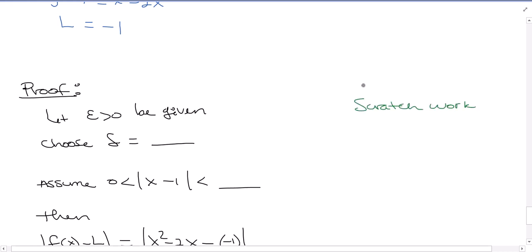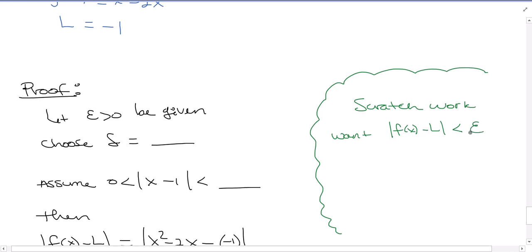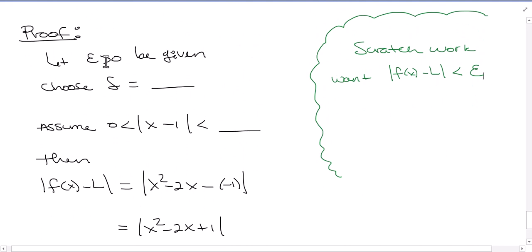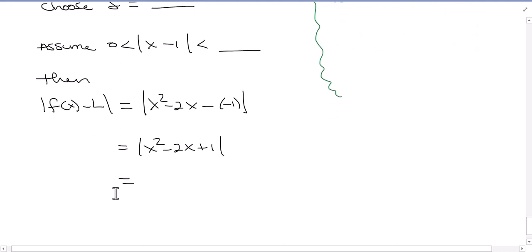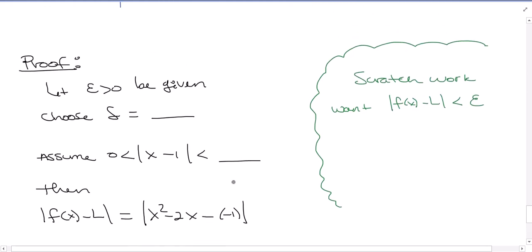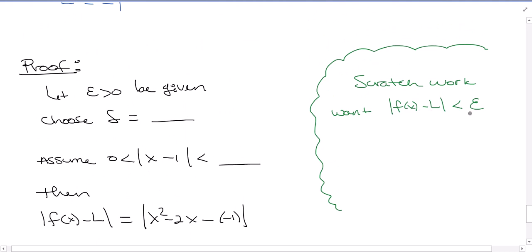How do we start the scratch work? We start with what we want to prove. So we want the absolute value of f of x minus L to be less than epsilon. That's what we want. So at the end of this proof, we're saying given any epsilon, I can find the corresponding delta so that then f of x minus L will be, my goal here is to say that this equals is going to change to a less than and have just epsilon. So that is the goal. So we're going to go back to our scratch work here. So we want f of x minus L less than epsilon.